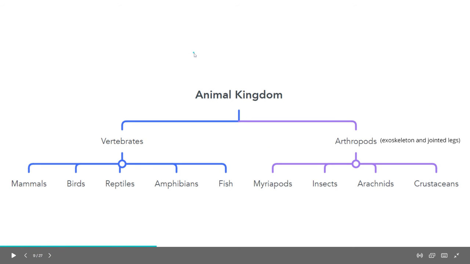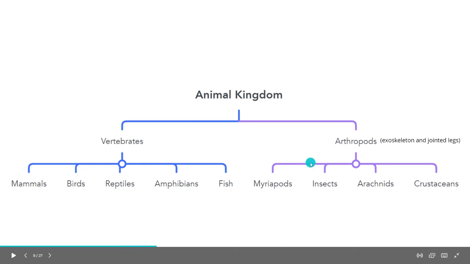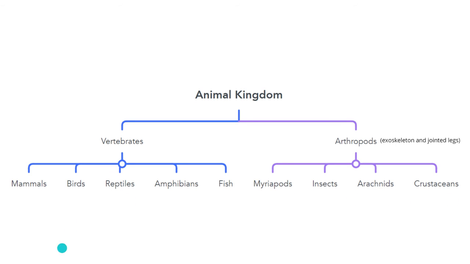The animal kingdom is basically divided into two phyla, vertebrates and arthropods. Arthropods are organisms which have an exoskeleton and jointed legs. The classes of vertebrates are mammals, birds, reptiles, amphibians, and fish. The classes of arthropods are myriapods, insects, arachnids, and crustaceans.